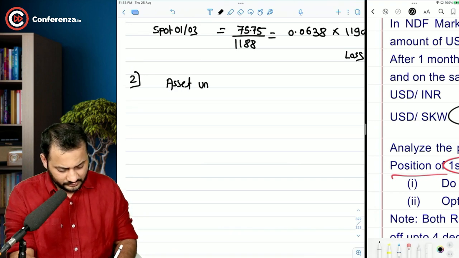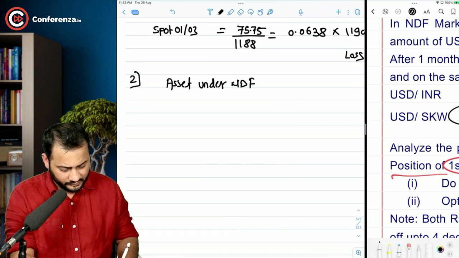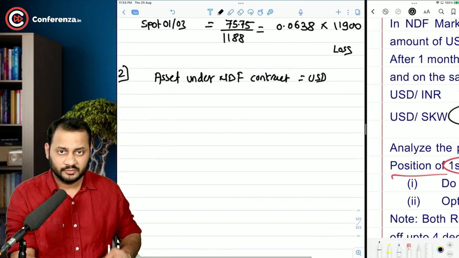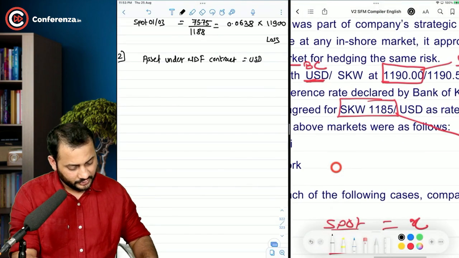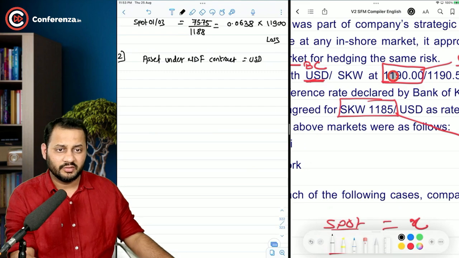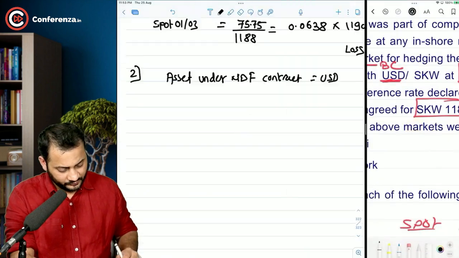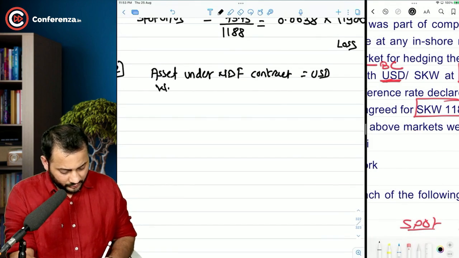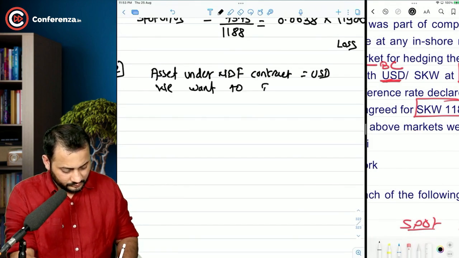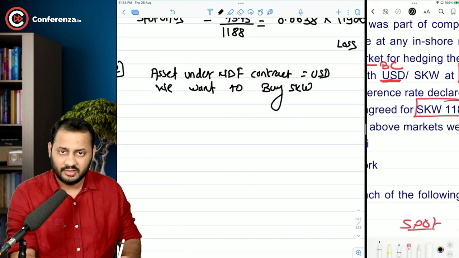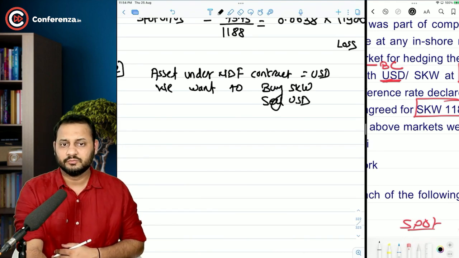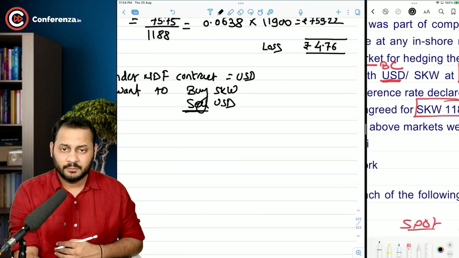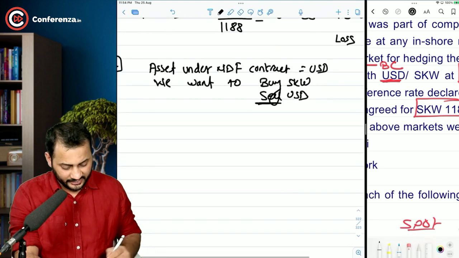Asset under NDF contract is US dollar. Because USD was the base currency, you can clearly see it from here: USD/KRW 1190. So USD is the base currency in this case. What do we want to do? We want to buy KRW after 1 month. That means we will sell the other currency, which is US dollar. And since this is the base currency, we want to sell base currency.